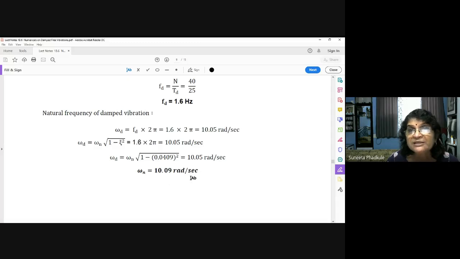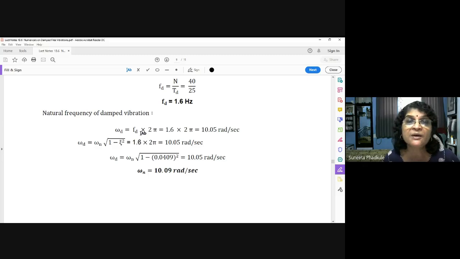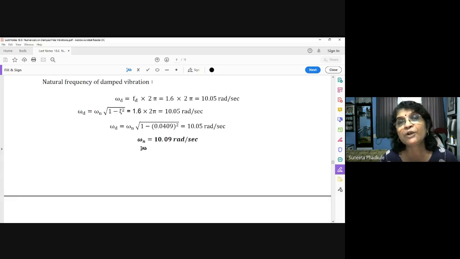And always remember, we have learned in theory, omega d is always less than omega n. There is a very small difference. See, what's the value of omega d? 10.05. What's the value of omega n? 10.09. It is marginally small. But if omega d is coming larger than omega n, then your answer is wrong somewhere. You have to check it. So omega d is always less than omega n. Understood?